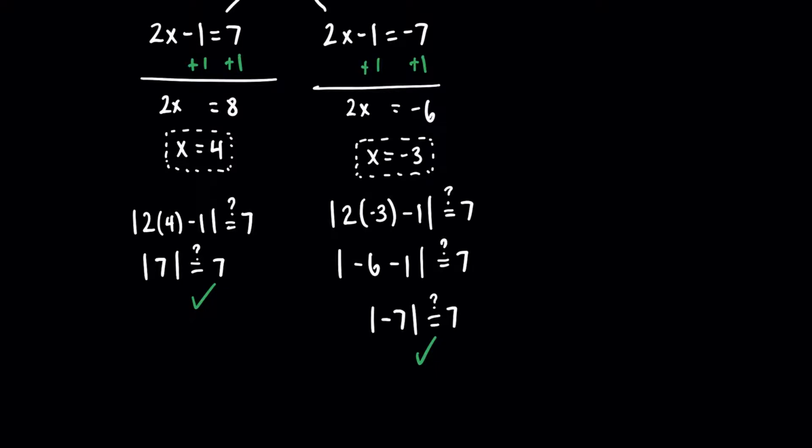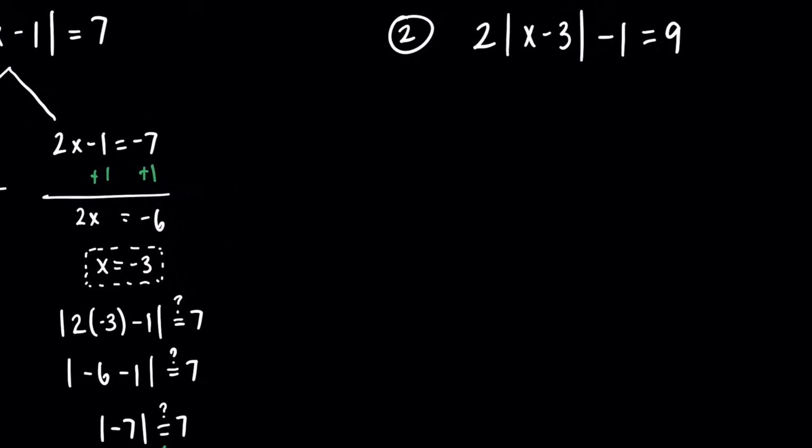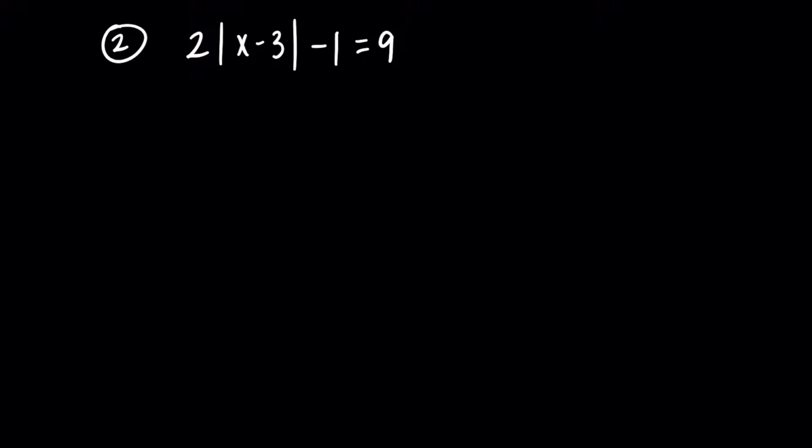Okay, so that's one example of how to do an absolute value equation. Let's do another one here that's slightly more complicated. On this one, you've got 2 times the absolute value of x minus 3, and then you finish the absolute value, and then you subtract 1, and that's equal to 9. So generally what you're going to want to do on these is get the entire absolute value part by itself.